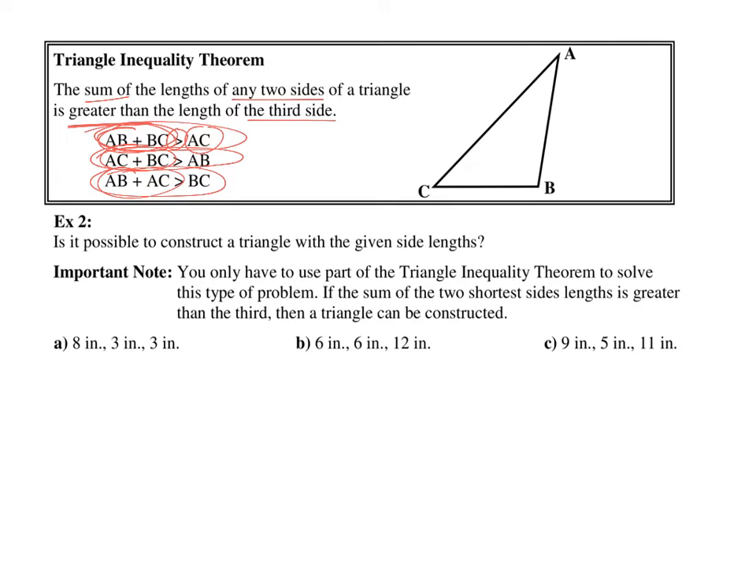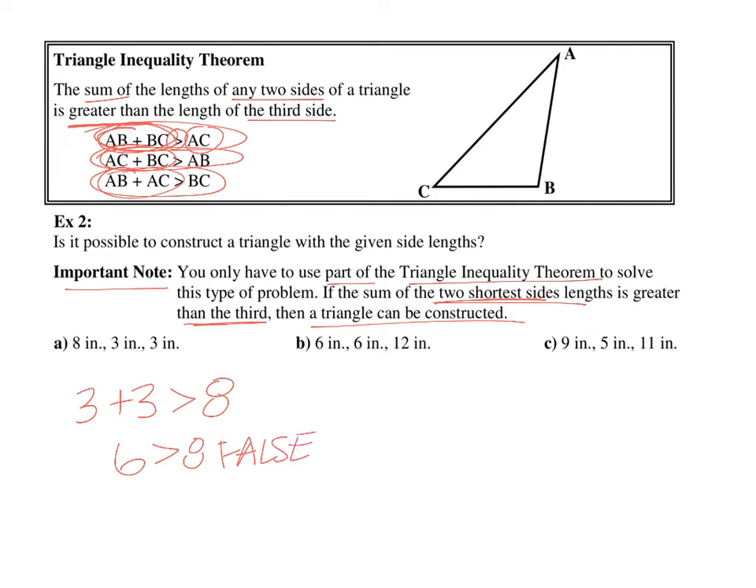Example 2, is it possible to construct a triangle with the given side lengths? Very important. You only have to use part of the triangle inequality theorem. To solve this type of problem, if the sum of the two shortest side lengths is greater than the third, then a triangle can be constructed. Let's take the 2 shortest sides, 3 plus 3. Is that greater than the third? That's false. So your answer here is no.